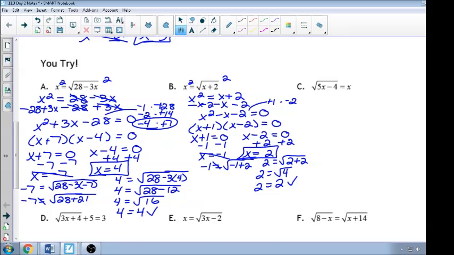On to C, final problem here. Or not final problem, but another problem that we're going to do. We're going to square both sides again. So I have 5x minus 4 equals x squared. I need to subtract my 5x, add my 4 to both sides. All that'll cancel. So I'm going to subtract the 5x, add the 4. 0 equals x squared minus 5x plus 4.